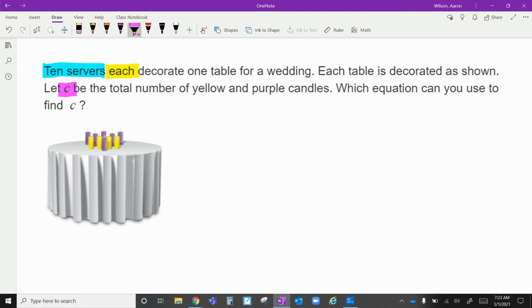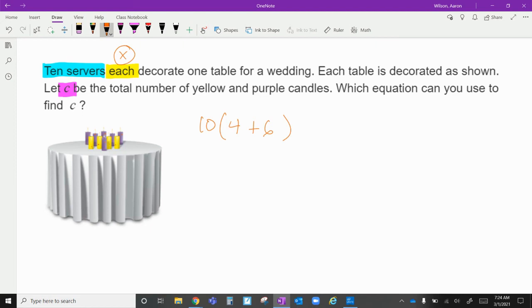So I know we've got 10. There's 10 servers, and each is normally code for multiplication. Typically, it means multiplication. Each table is decorated as shown. Let C be the total number of yellow and purple candles. So we know we have to multiply 10 with, I believe, the purple and yellow candles, and I count 1, 2, 3, 4 yellow candles and 1, 2, 3, 4, 5, 6 purple candles. So this is your equation.